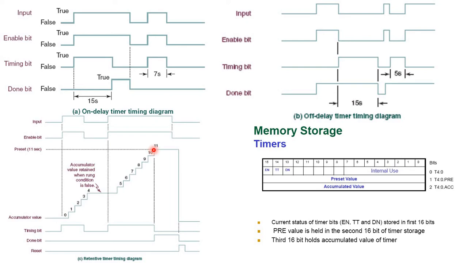So until it reaches the 11th second, then your done bit will become true. So this is the difference between TON and RTO timer. Because with the RTO timer, the accumulator value does not go back to 0 automatically, that's why we have to use a reset button to reset the timer. So you have to have a separate reset button so that the accumulator value can be brought to 0 again.